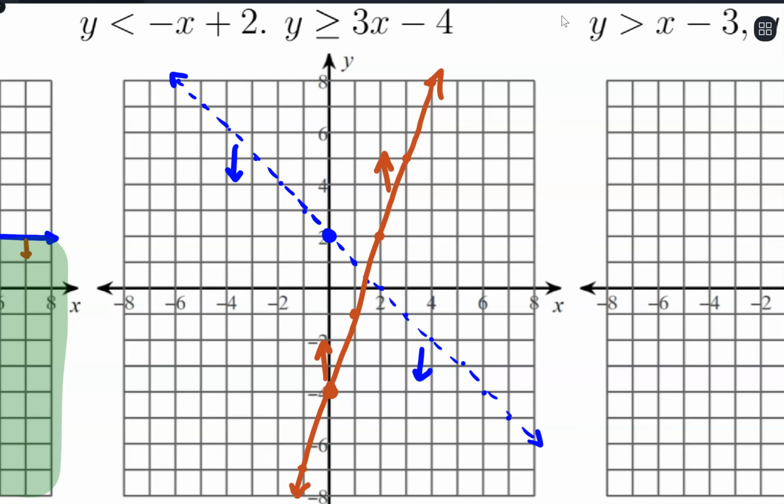So where these two intersect, we're below this negative x plus 2 line and above the 3x minus 4. So we are going to shade in all of this region. And those would be all of our solutions.